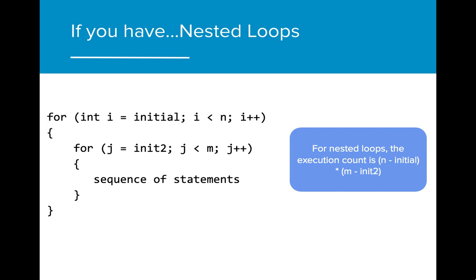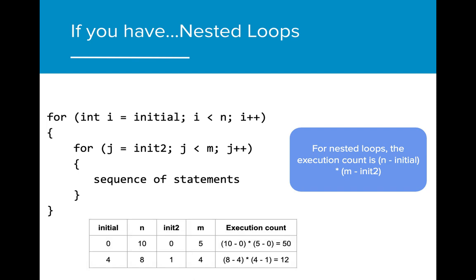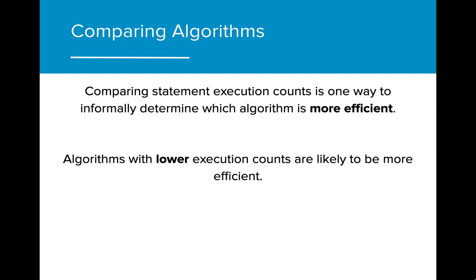If there are nested for loops in a program, the execution count is similar to that of a regular for loop, except the inner for loop execution must be multiplied by the execution count of the outer for loop. As we can see in the table, if the value of n is 10 and initial is 0, and m is 5 and init 2 is 0, the total execution count for that sequence will be 50, as the outer loop will iterate 10 times, and the inner one will iterate 5 times each iteration of the outer loop.